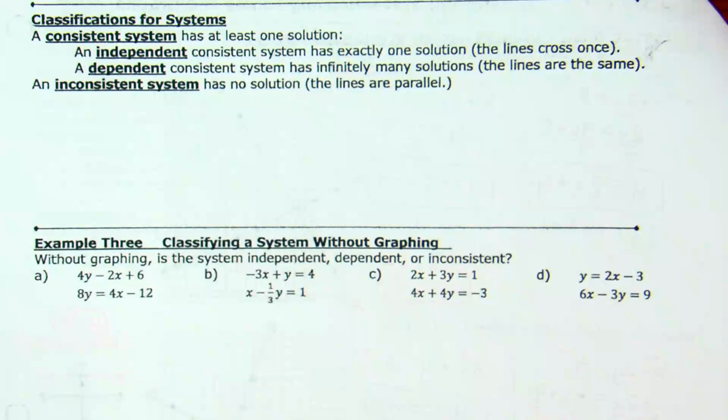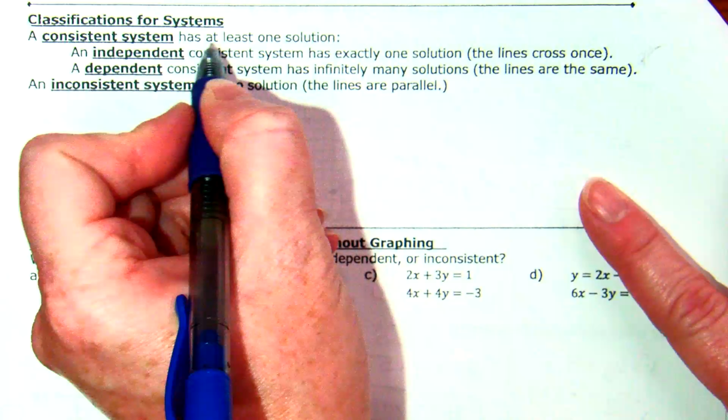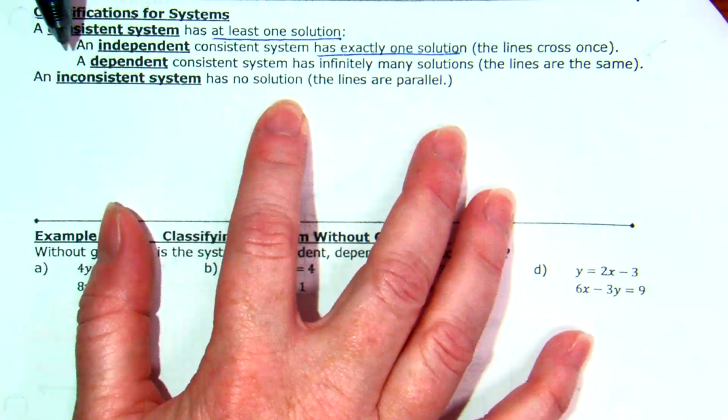A system of equations is either classified as consistent or inconsistent. Now, if it is consistent, notice what it says. It has at least one solution, which means it could be one or more. If it has exactly one solution, then that falls into independent.